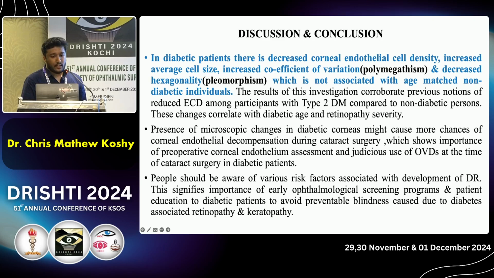Coming to the discussion and conclusion, in diabetic patients there is decreased corneal endothelial cell density, increased average cell size, increased coefficient of variation, that is polymegathism, and decreased hexagonality, that is pleomorphism, which is not seen in age-matched non-diabetic individuals. The results of this investigation corroborate previous notions of reduced endothelial cell density among participants with type 2 diabetes mellitus compared to non-diabetic persons.